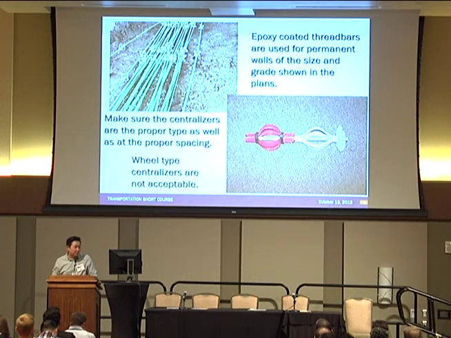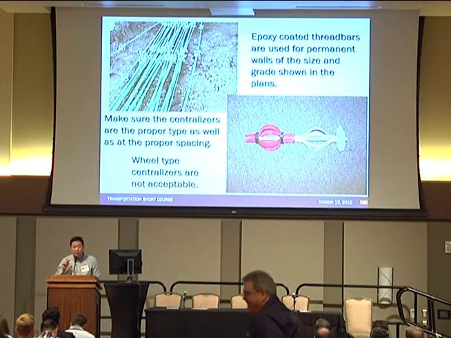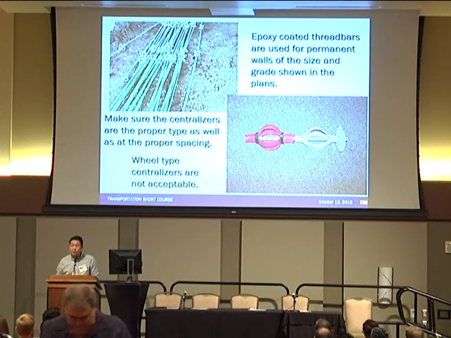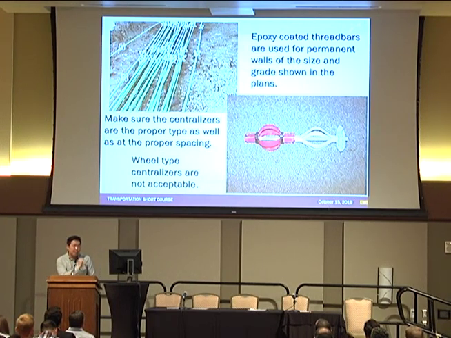The typical bar for the permanent soil nail is an epoxy coated bar, and for the temporary soil nail, typically you do not need the epoxy coated bar. So epoxy coating is the first method for corrosion protection.